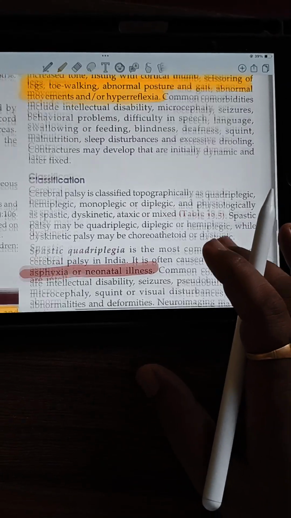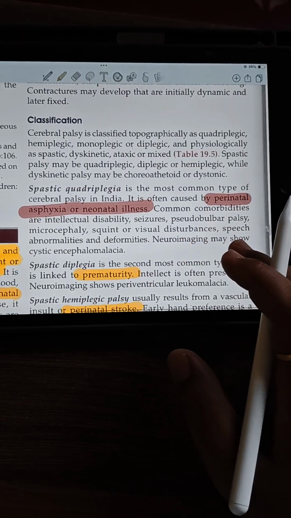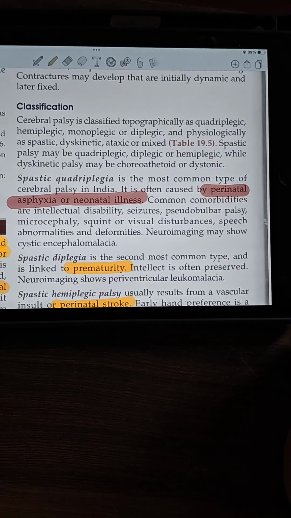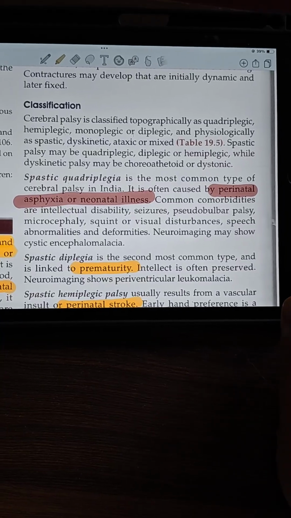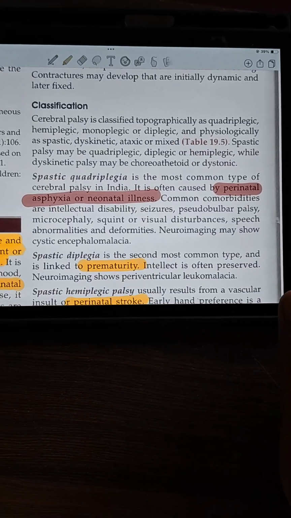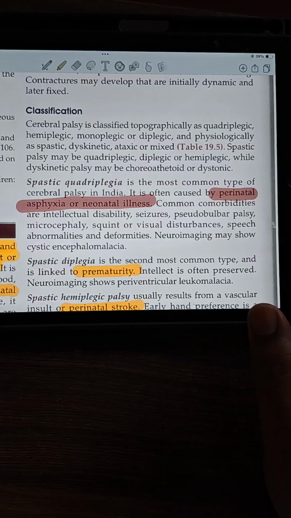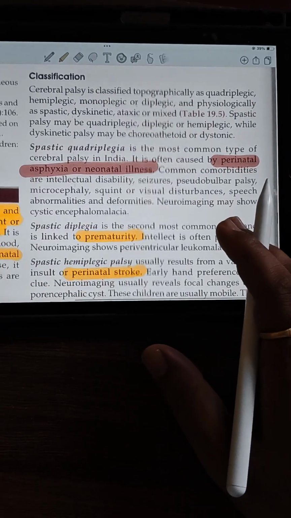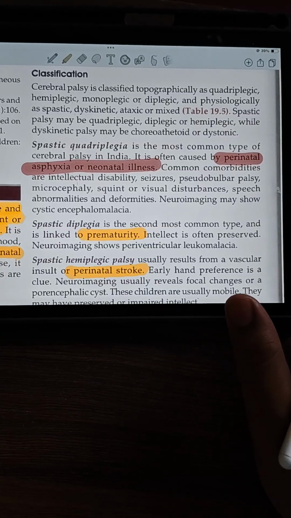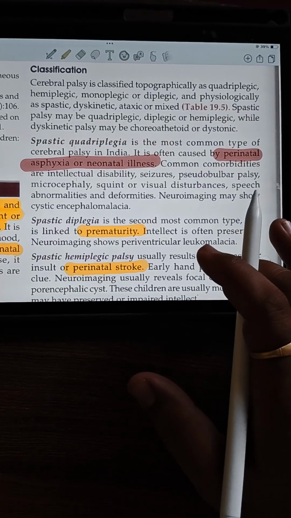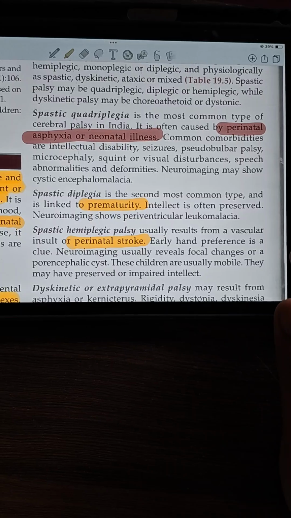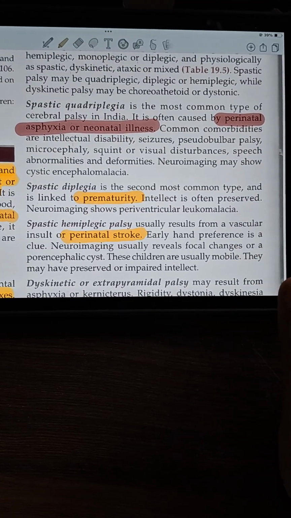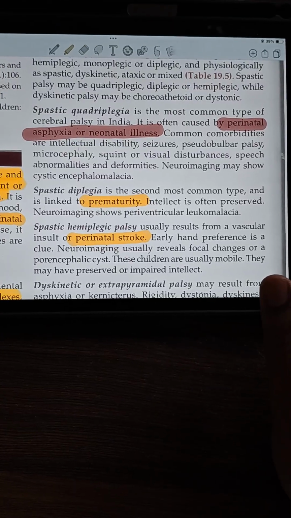Now, starting with its classification, basically on the basis of topography, it is classified into quadriplegic, hemiplegic, monoplegic. But physiologically it is divided into spastic, dyskinetic, ataxic, or mixed. Basically, spastic palsy may be quadriplegic, diplegic, or hemiplegic, while dyskinetic may be choreoathetoid or dystonic. So, starting with spastic quadriplegia, it is the most common cerebral palsy.